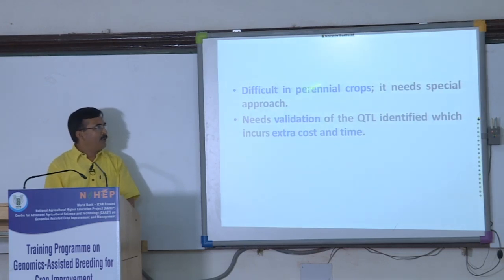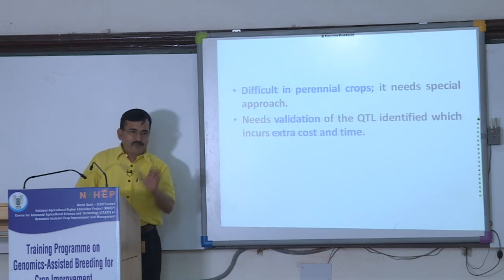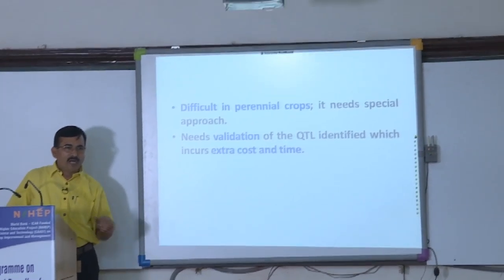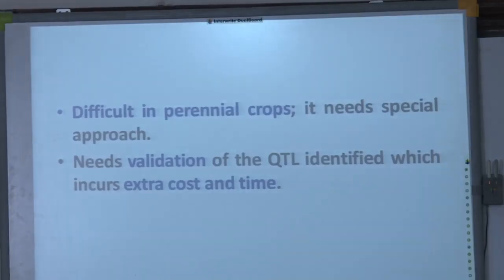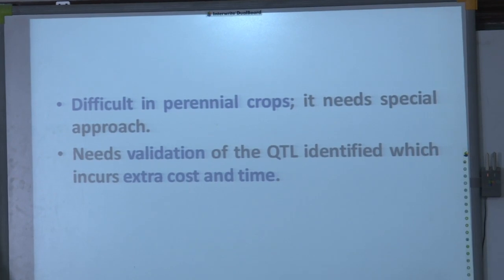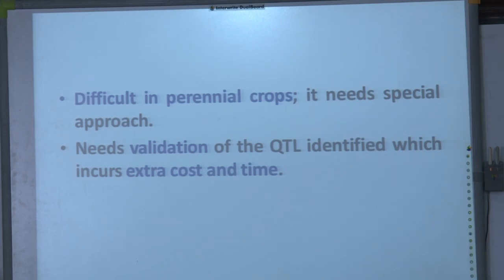This is another problem, perennial crops. One of my friends is working on mango. Today he will grow one mango. After 7 years it comes to flower. Then he will make a cross, get one mango, again do it. By the time he gets the F2 population, he will retire. Right? So I think scientists are working on that and they have got the solution as well.